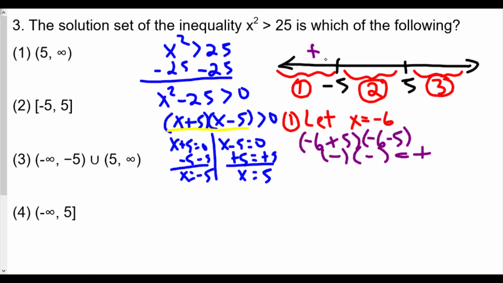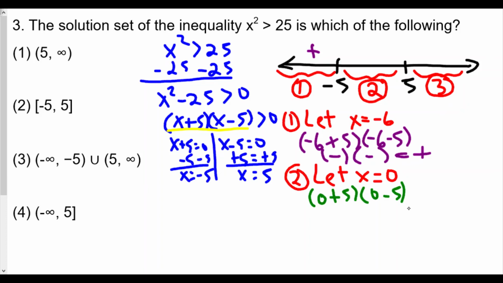Okay, let's check out region 2. Now we'll pick a number between -5 and 5, and I like picking a nice round number like 0, because the calculation with 0 is really nice and easy. So I plug in 0 for x: 0 plus 5 times 0 minus 5.